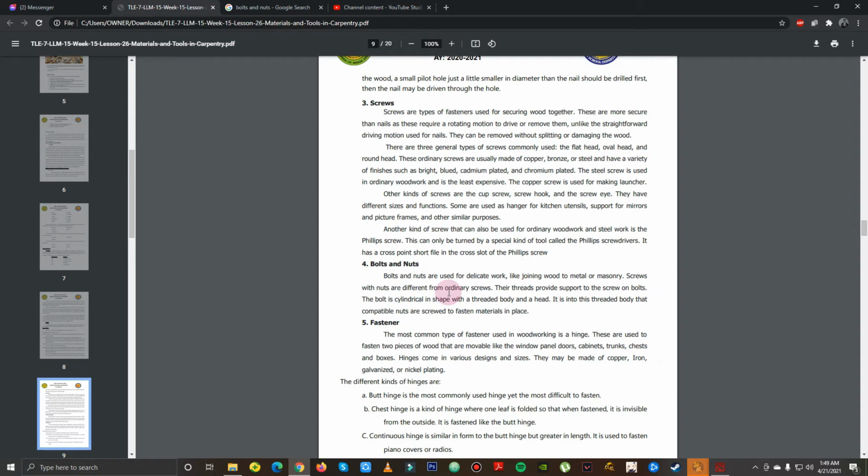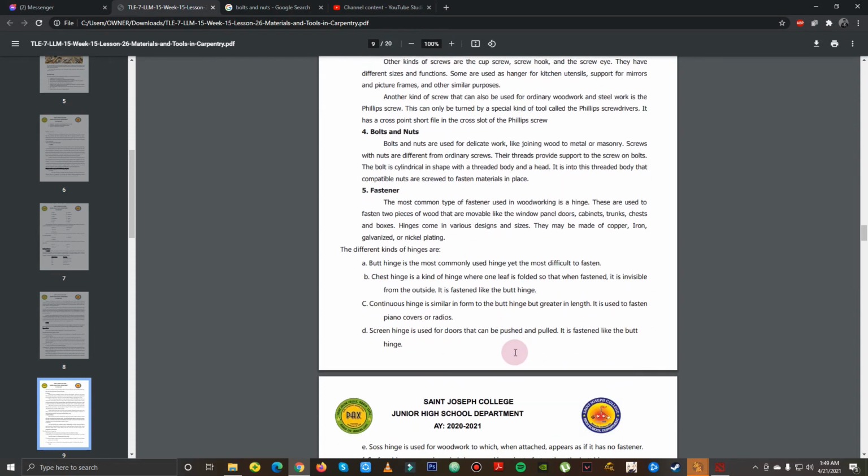Okay, you can also find these hinges on a cabinet, panel doors, chest, or any kind of boxes. Okay, there are different kinds of hinges. First one is butt hinge. It is the most commonly used yet the most difficult to fasten. Next is the chest hinge. This hinge is used for chests where one leaf is folded so that when fastened it is invisible from the outside. It is fastened like a butt hinge.